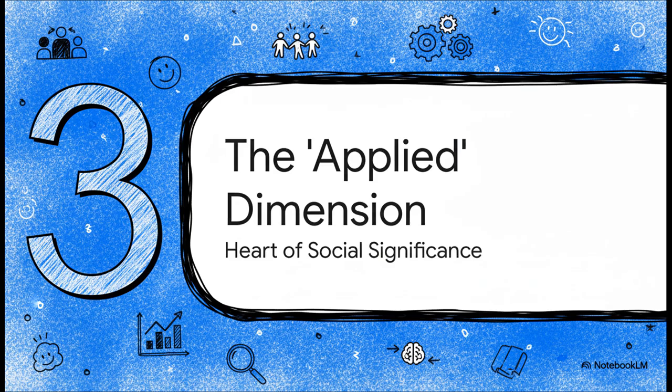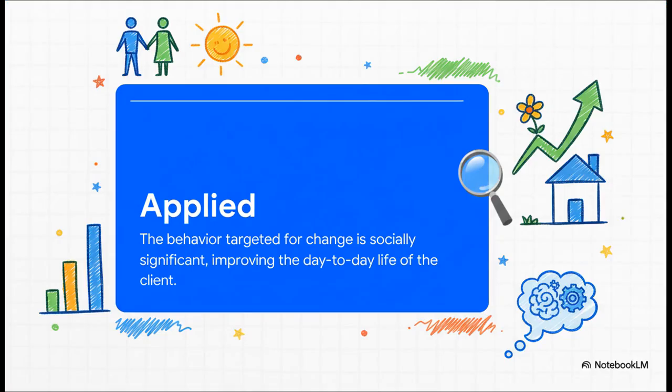Now let's pause on the first A on our mnemonic, applied. Honestly, this one is the heart and soul of our entire field. It's our ethical compass. Being applied means we are constantly asking why. Why are we targeting this behavior? Is it going to make a real positive difference in this person's life? Is it important to them and their family? It stops us from teaching skills just because they're on a list and forces us to focus on quality of life.